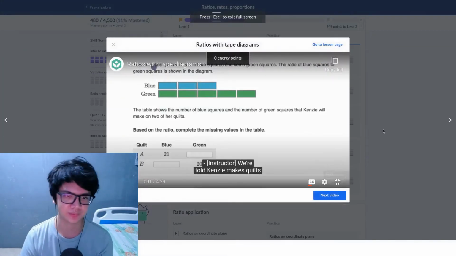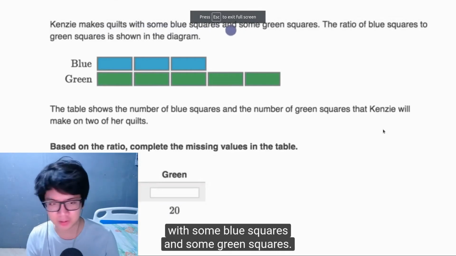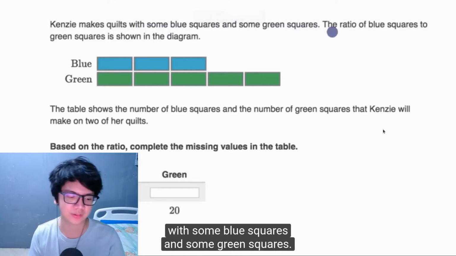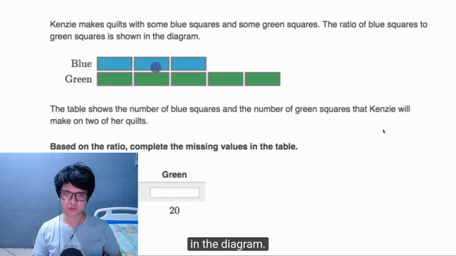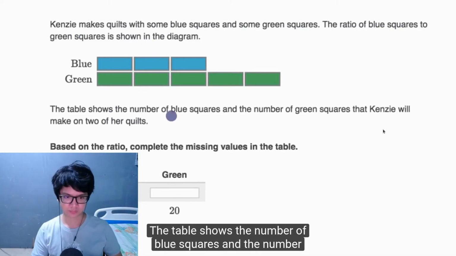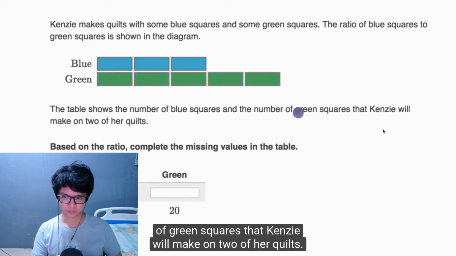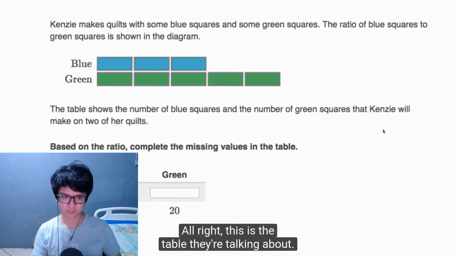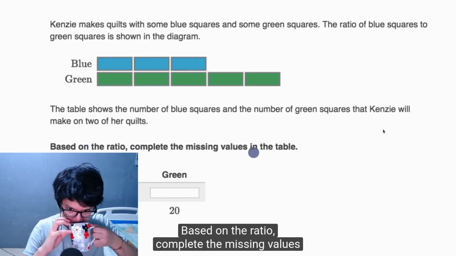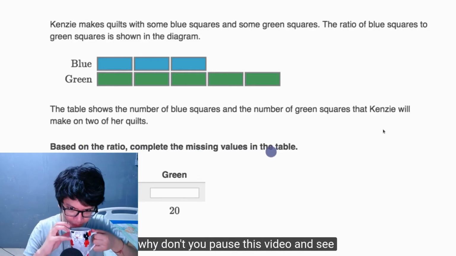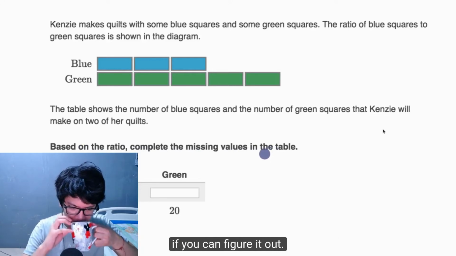We're told Kenzie makes quilts with some blue squares and some green squares. The ratio of blue squares to green squares is shown in the diagram. The table shows the number of blue squares and the number of green squares that Kenzie will make on 2 of her quilts. All right, this is the table they're talking about. Based on the ratio, complete the missing values in the table. So why don't you pause this video and see if you can figure it out.